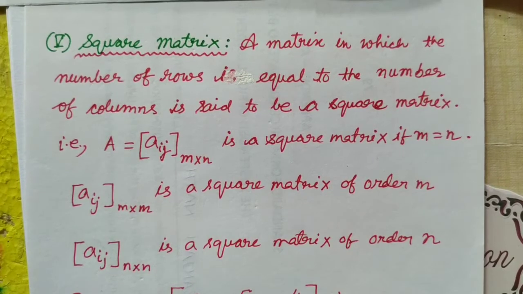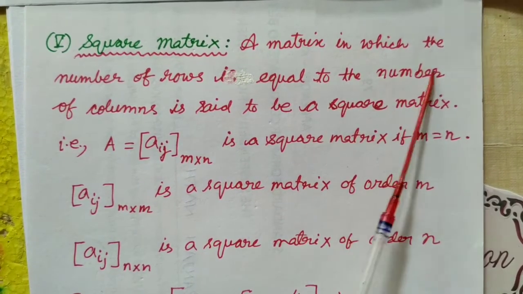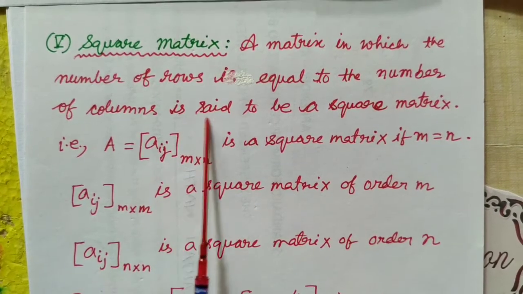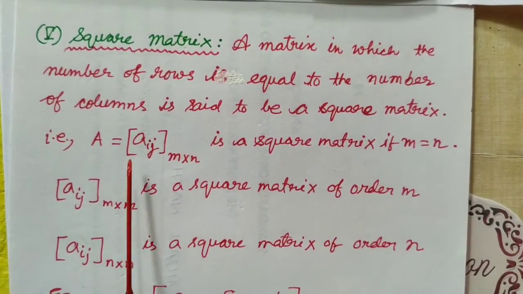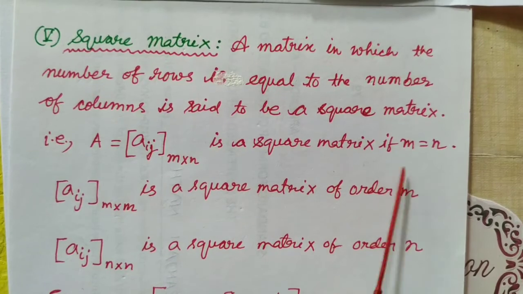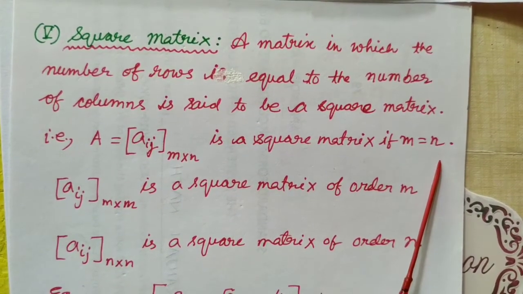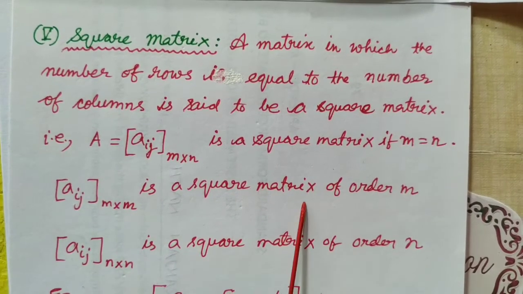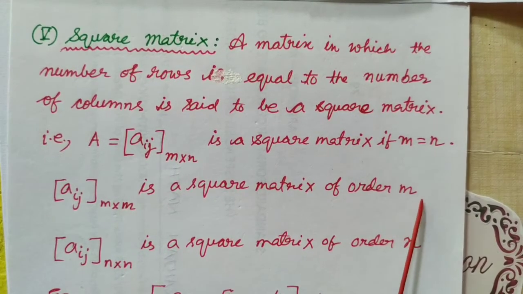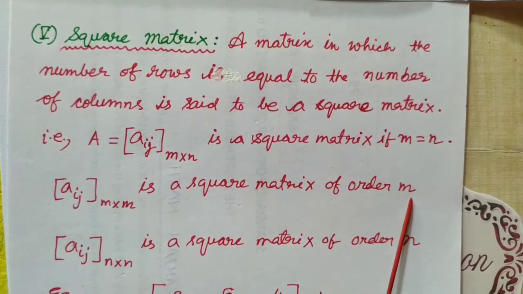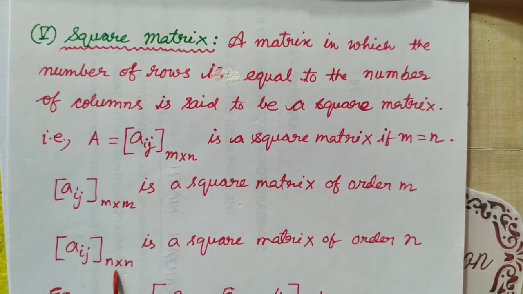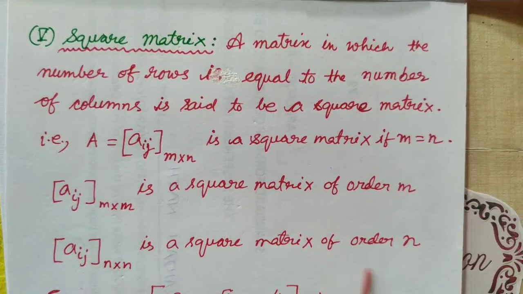Next is square matrix. A matrix in which the number of rows is equal to the number of columns is said to be a square matrix. So here an m by n matrix is a square matrix if m is equal to n. That means if [aij] is m by m, it is a square matrix of order m. We write order m because in a square matrix the row and column numbers are the same. If [aij] is n by n, it is said to be a square matrix of order n.